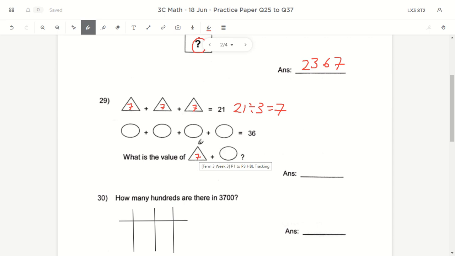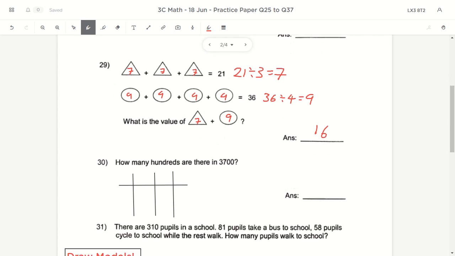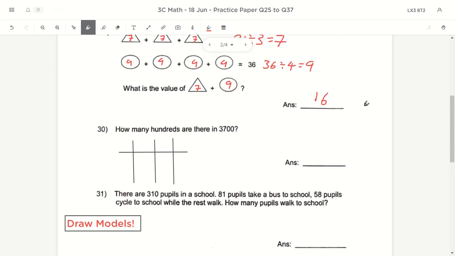Now we go and find the circle. Same thing, 4 identical circles give you 36. So all you need to do is 36 divided by 4 identical circles, times table. 36 divided by 4 gives you 9. So this is 9, this is 9, this is 9, this is 9. So 7 plus 9, you can use your mental sums, gives you 16. Okay, straightforward.